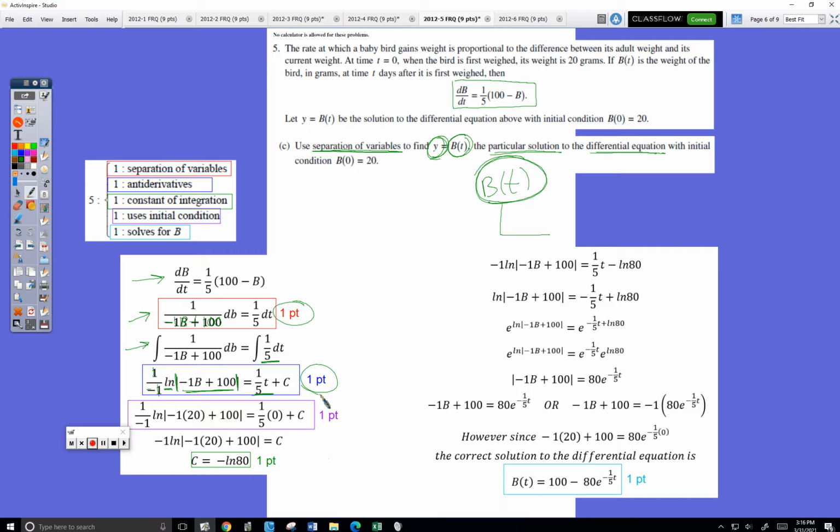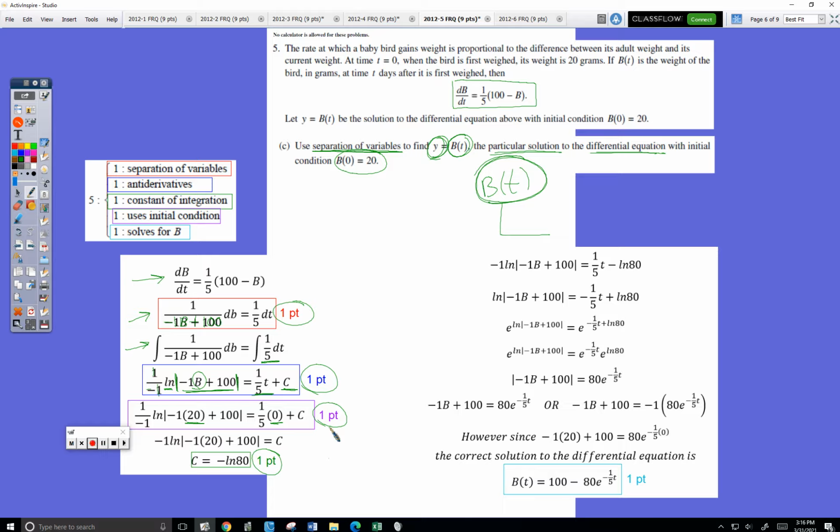For a third point, you're supposed to take this information and go find the constant c. So I plug into b a value of 20 and into time a value of 0. Working on that, I get this point. The value of c is -ln of 80. So far I'm at 4. Now I've got to get that last point.